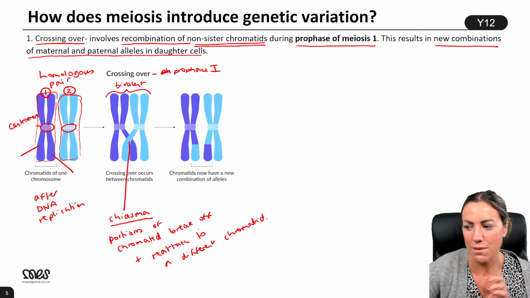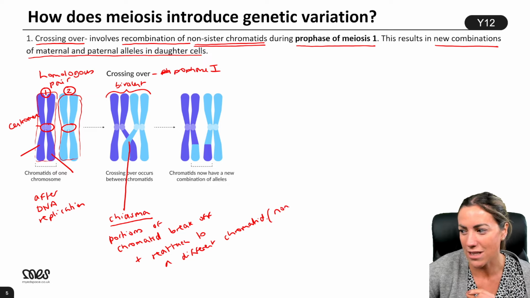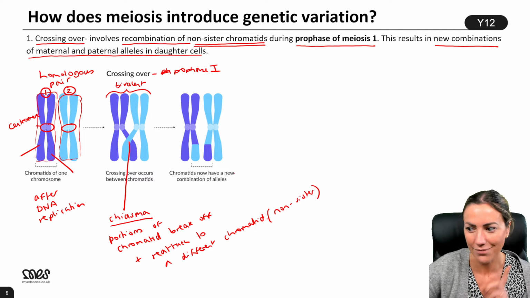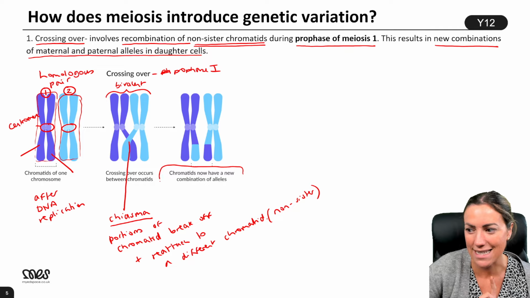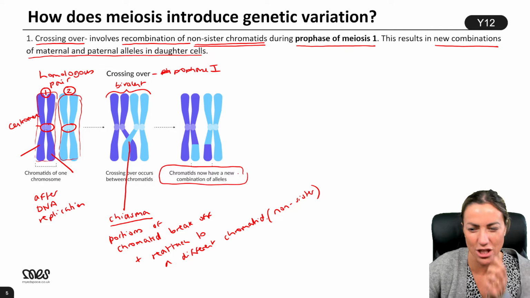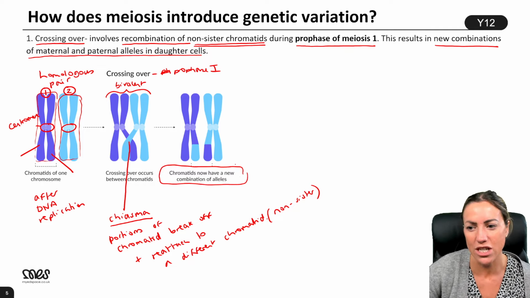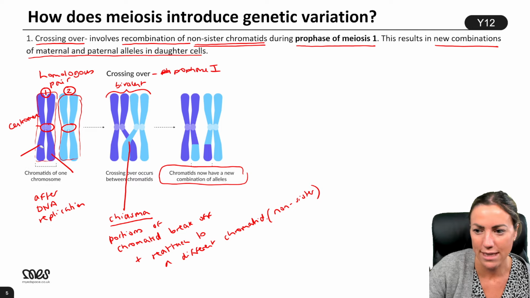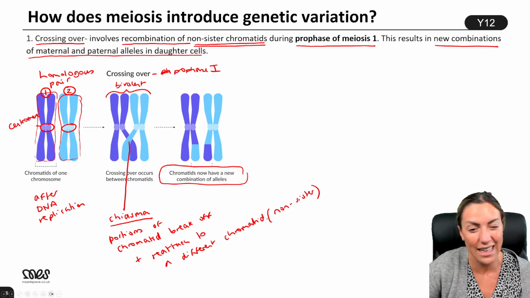So portions of chromatid break off and they can reattach to a different chromatid. I'll just add on, it will be a non-sister chromatid. And now these chromatids have new combinations of alleles. I wonder if I can actually show you this by putting some alleles onto here. I'm going to give it a go.